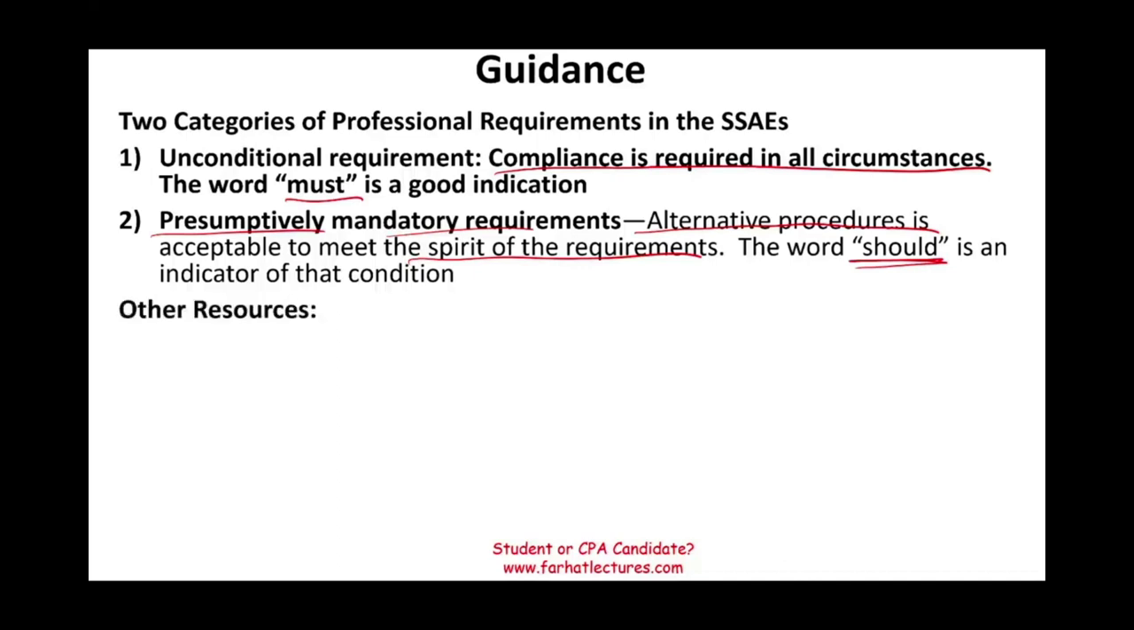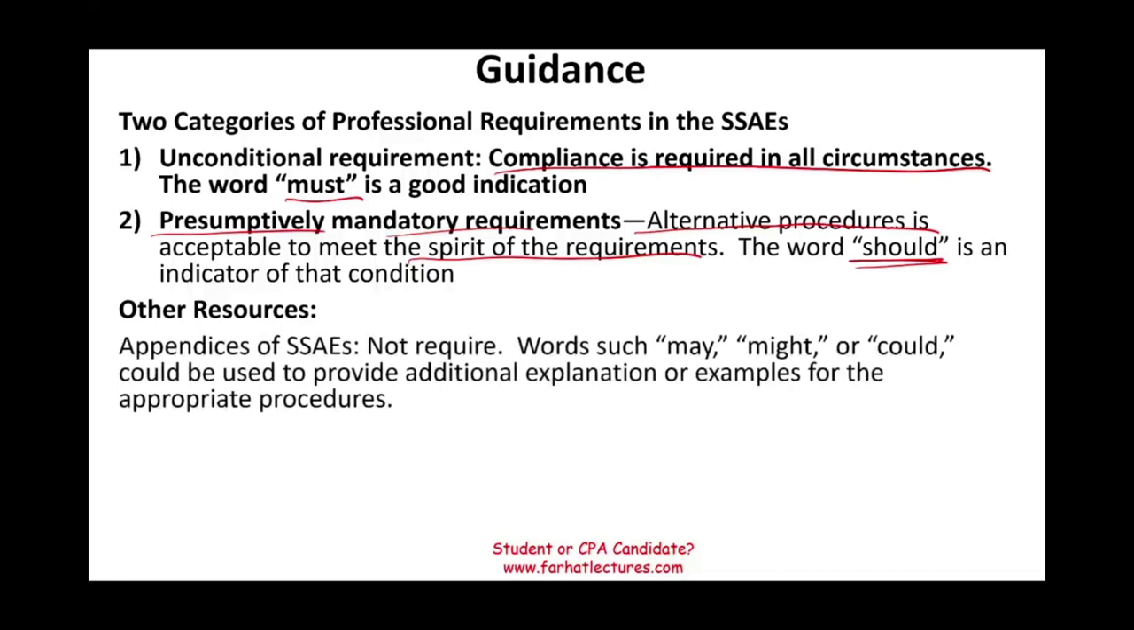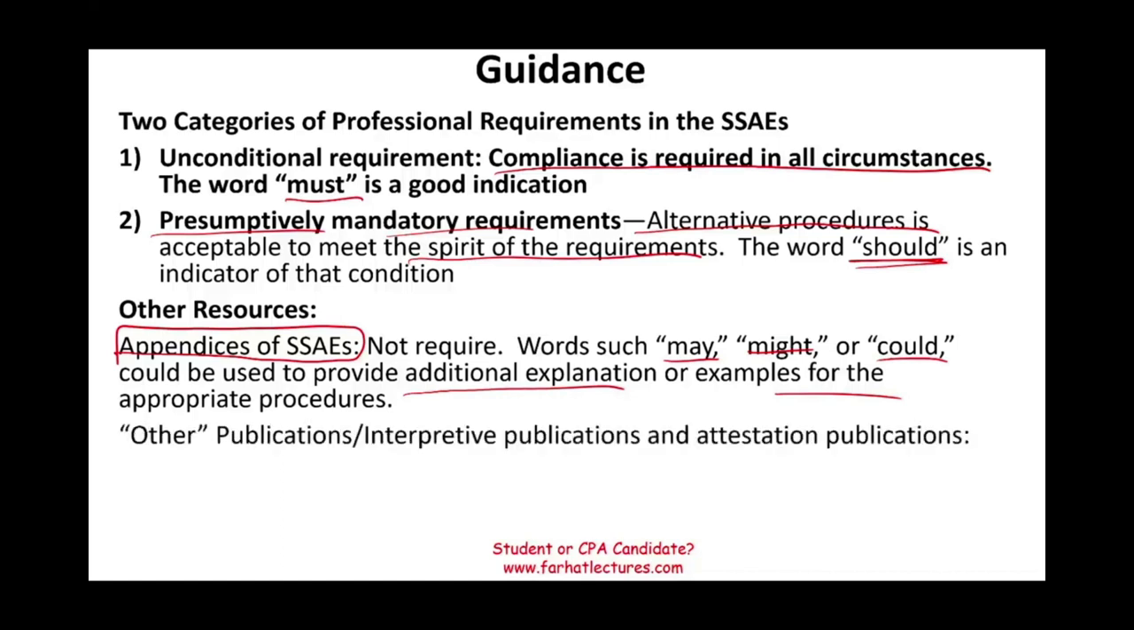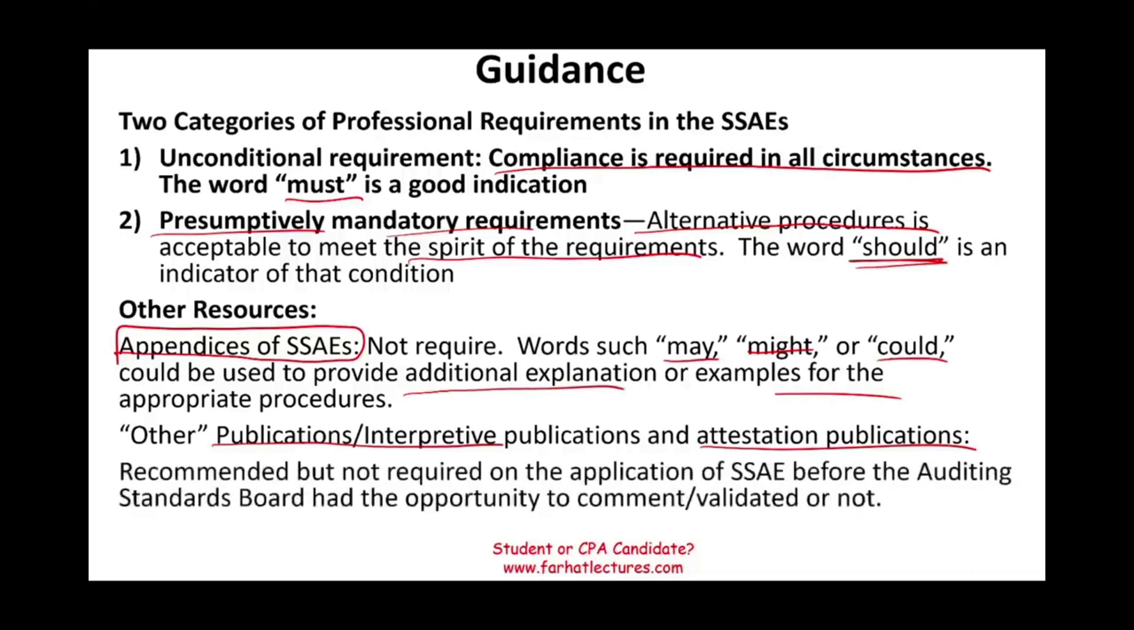Now, other resources for guidance, you can use the appendices of the SSAE, of the AICPA, and those should have words like may, might, or could, and you could use those as additional explanation or examples for the appropriate procedures. That's also acceptable guidance. You could also look at other publications, interpretive publications, or attestation publications. Those are recommended but not required, before the Auditing Standards Board had the opportunity to comment and validate them or not.